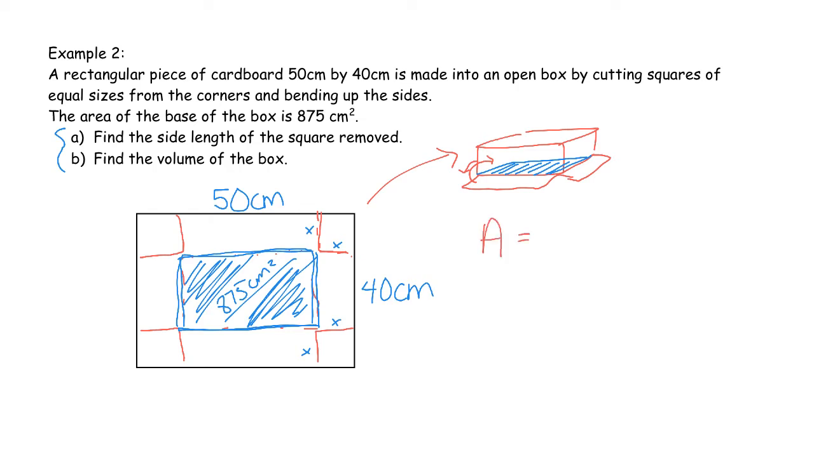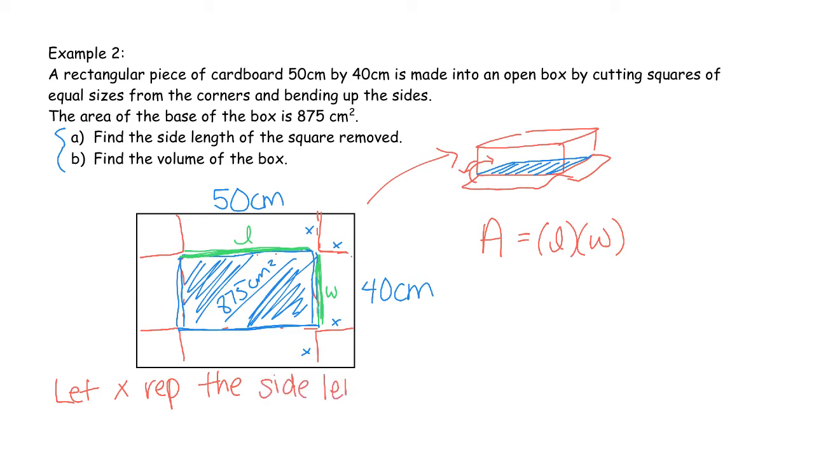Again, I know area is equal to length times width. And because we want that blue area, we actually want to find an expression for the length here and the width here. Now, before I go any further, I am going to add that let statement for the x, the variable that we added to our diagram. So I'm going to let x represent the side length of the square removed.